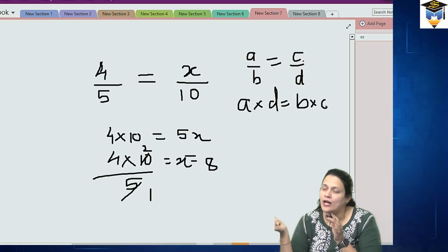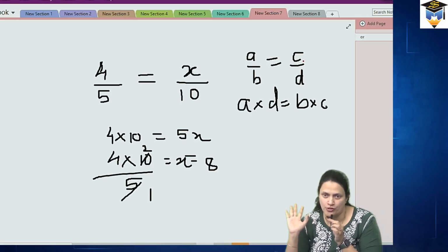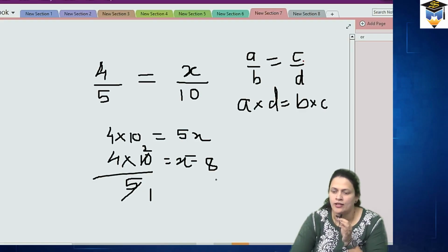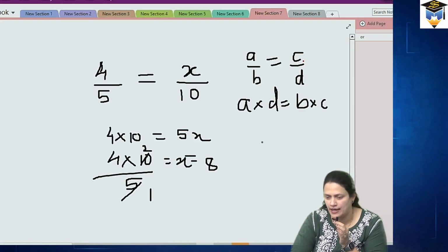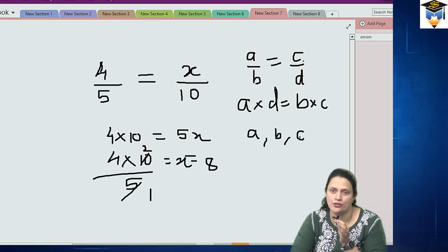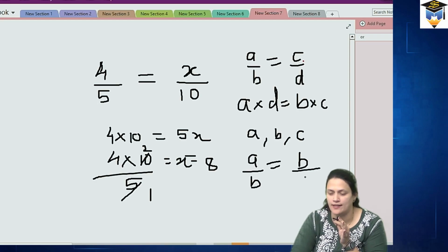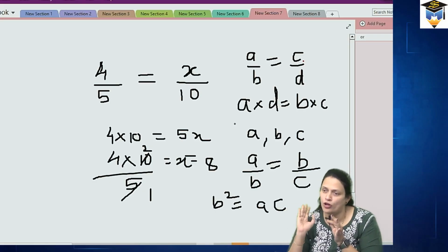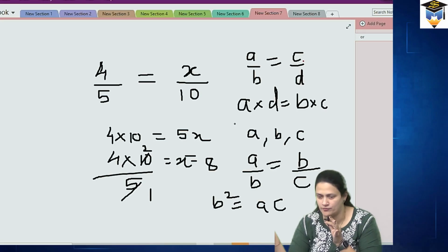Now when I talk about continued proportion, what is the meaning of continued proportion? Let's say for example, I am going to say A, B and C are in continued proportion. So how am I going to write it down? A upon B is equal to B upon C. So basically we are going to say B square is equal to AC. So this is continued proportion. So you understood the meaning of normal proportion and continued proportion.